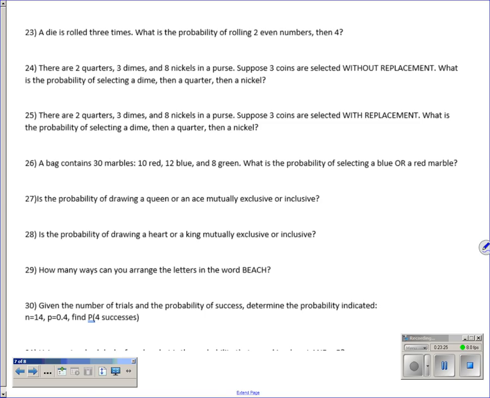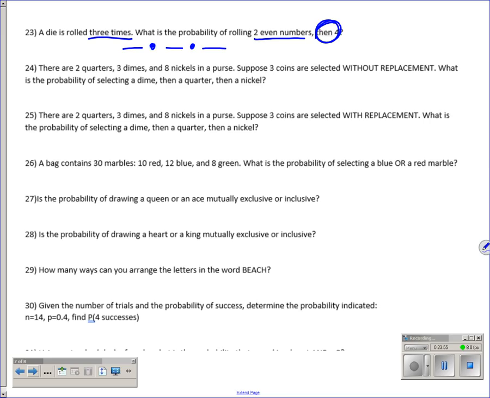Alright. These next problems are a few free response questions, not like the multiple choice you'll see. These are very similar problems to what we're going to see in the test. It says a die is rolled 3 times. What is the probability of rolling 2 even numbers, then a 4? Keyword here, then means multiply. If I'm talking about 3 times, I'm going to have 3 separate probabilities that I am multiplying.